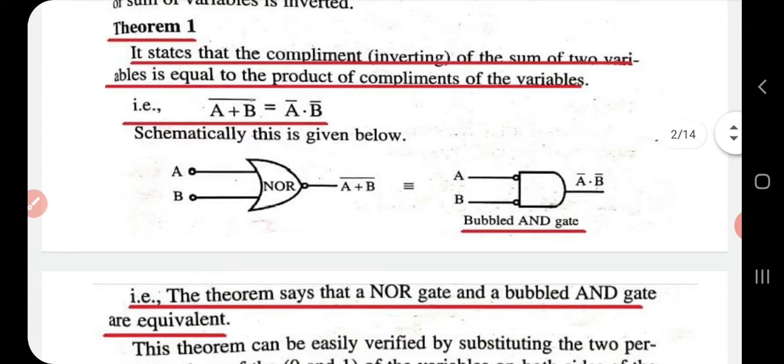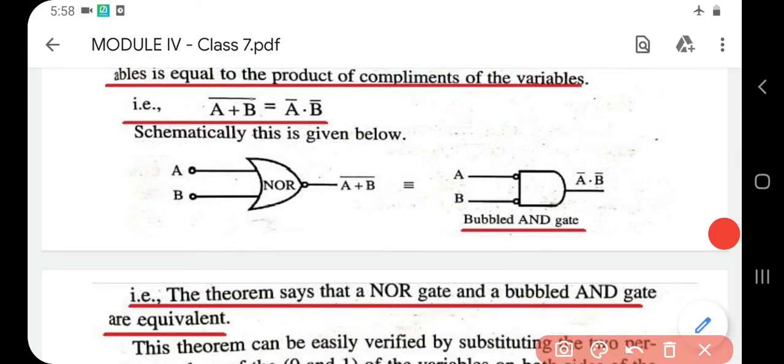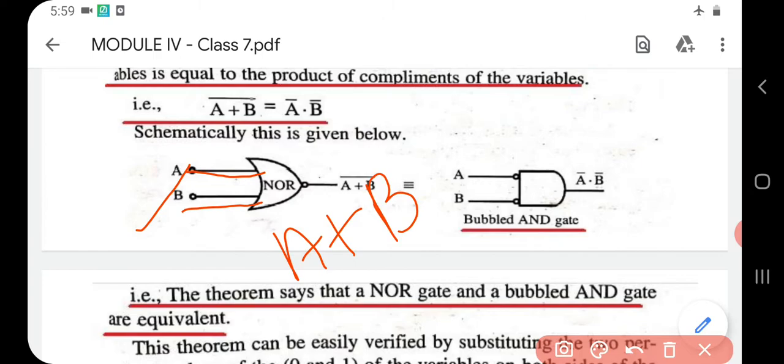Now, how will you represent this, (a plus b) complement? You can represent it using a NOR gate. How? You are giving a and b. What will be the output of a NOR gate? The output of an OR gate will be a plus b, but the output of a NOR gate will be (a plus b) complement, and this is equivalent to a bar dot b bar.